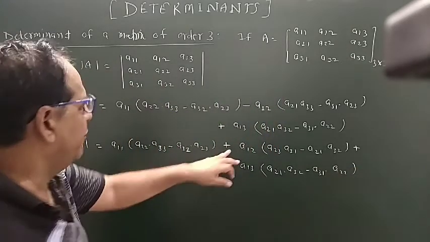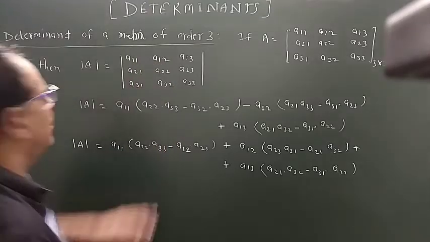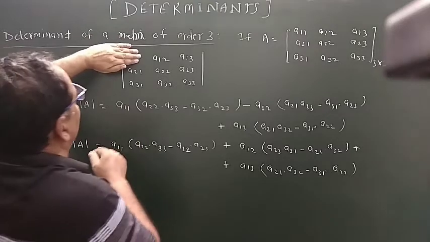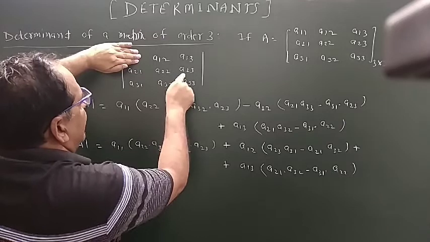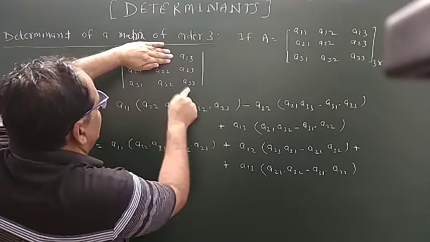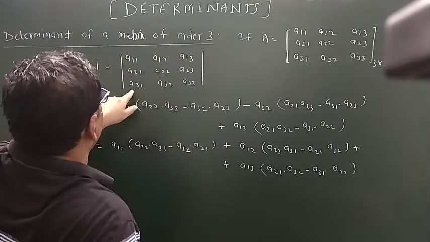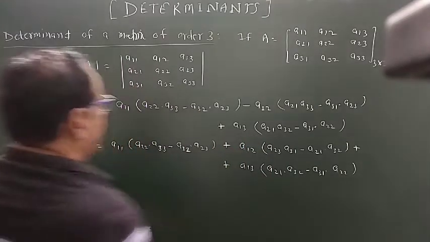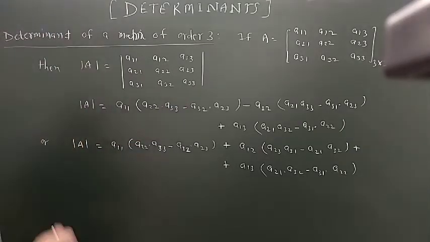If we take the positive sign, the order of the product changes, because the signs alternate: positive, negative, positive. When we take this value outside, multiply this with this and minus this with this. When we take this value with the minus sign, the order is changed: this with this minus this with this. If we take the positive sign here, then this multiplied by this and this multiplied by this. Both are expansions of the determinant of A.